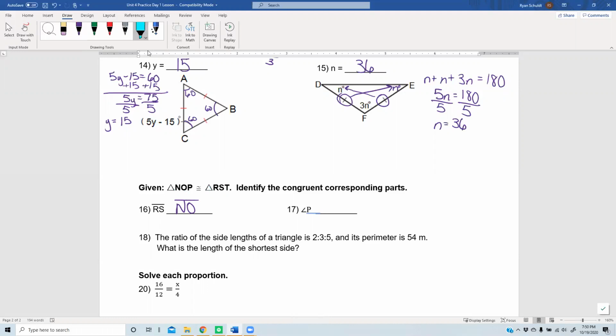Now for 17, they ask just for P. Which one's in the same position? T. Angle T, that's my corresponding part.